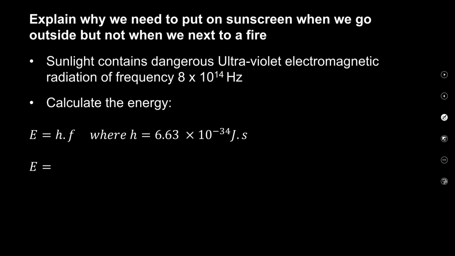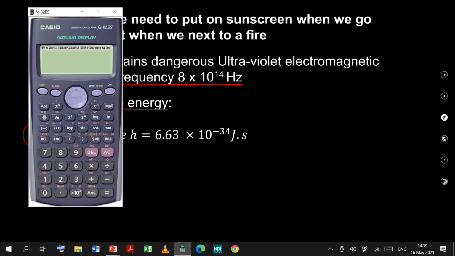To calculate the energy of ultraviolet radiation with a frequency of 8 times 10 to the power of 14 Hertz, we're going to use our energy is equal to h times f equation, where h is 6.63. So to do this, we're going to need to use our calculator and multiply the frequency of 8 times 10 to the power of 14, and we're multiplying it by 6.63 times 10 to the minus 34, hitting equals.